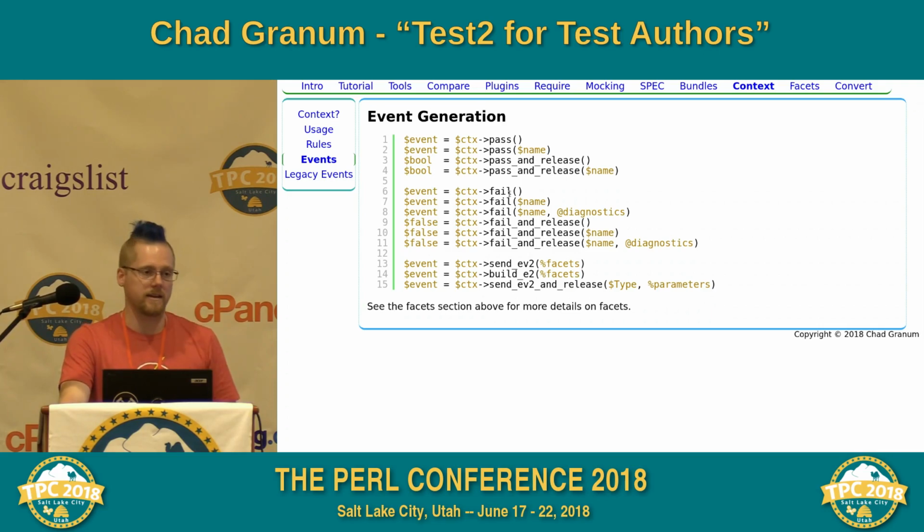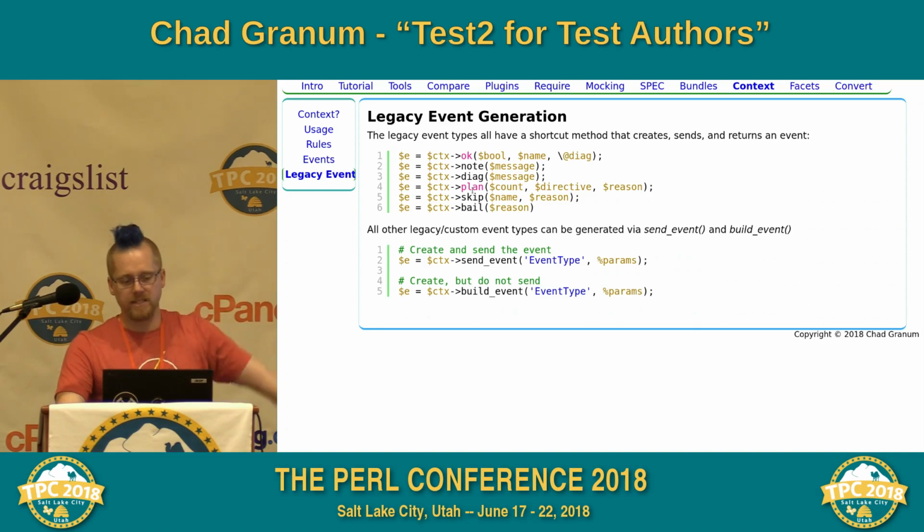Fail, same idea. It's an optimized fail, as though that were important. Then any other type of event is going to have custom data, and that custom data is called facets, which we'll cover in another slide here shortly. But here you'd send EV2, that's second style of events, and give it the facets you want. Legacy events are all these. Please don't use them anymore, but here's what they look like.